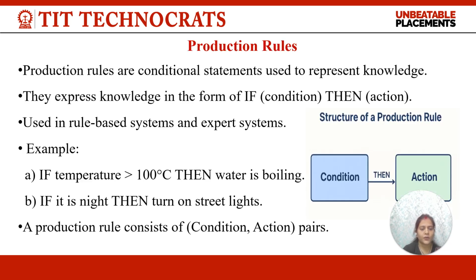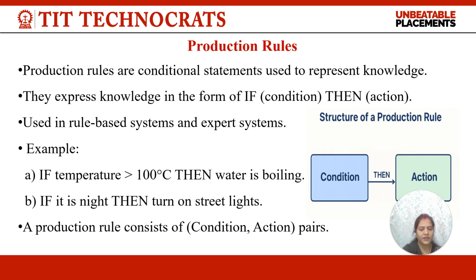Now, let's talk about production rules, another important way to represent knowledge in artificial intelligence. Production rules are conditional statements that express knowledge in the form of if-then rules. They help AI systems make decisions automatically based on given conditions. In simple words, the if part represents a condition and the then part represents an action that should be taken when the condition is true. I hope from the diagram it's clear to you all.